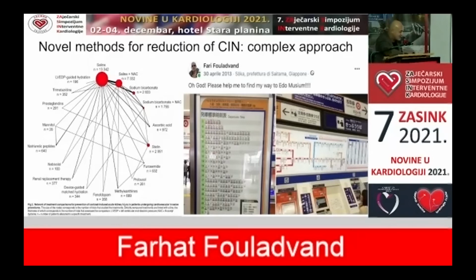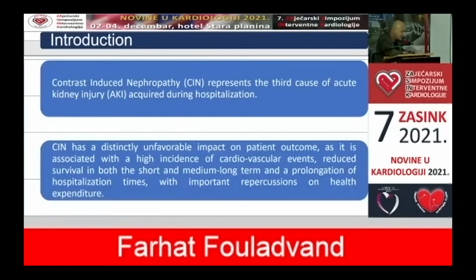When you're going to use the contrast. So contrast nephropathy is the third cause, as you know, of acute kidney injury during hospitalization, and definitely has an unfavorable impact on patient outcome, associated with both short-term and also long-term outcomes regarding myocardial infarction, hospital cost, and length of stay in the hospital.